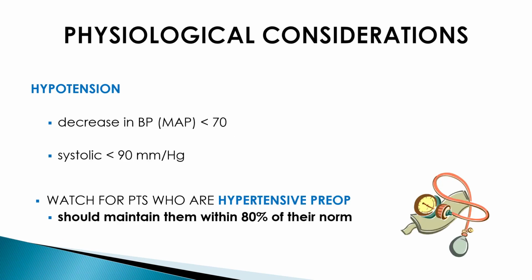Decreased blood pressure or decreased mean arterial pressure, anything less than 70, may affect our data. And the systolic blood pressure should be above 90. Having said that, you need to watch for patients that are normally hypertensive.